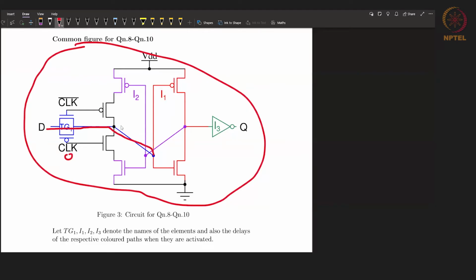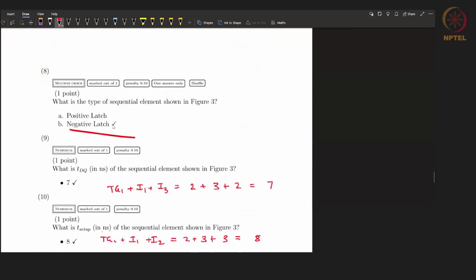It features this node. Since it is 0, it can pass through this inverter and can finally reach Q. So whenever the clock is 0, any change in D will directly appear at Q. Therefore, it's a negative latch.